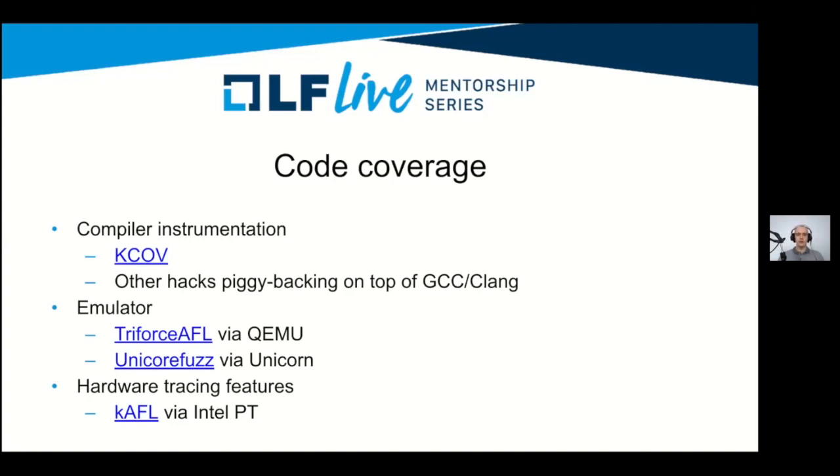Then you can use the emulator. So let's say you're running a kernel in the emulator, and what the emulator does is it has a loop that executes instructions one by one. So what you can do is hack into this loop and dump out instruction pointers. And this way you can get an execution trace. People have been doing it for QEMU, they've been doing it for Unicorn, there are probably other implementations for other kinds of emulators. And finally, there is an approach of using hardware tracing features like Intel Processor Trace. There's something similar for AMD as well.